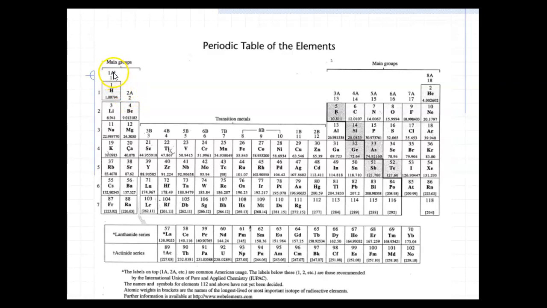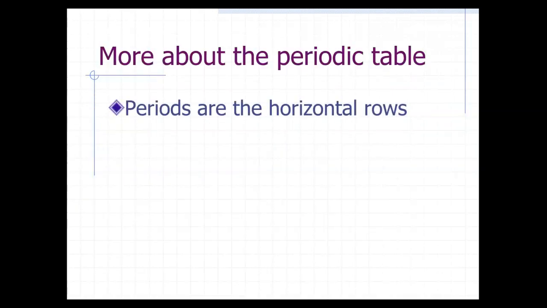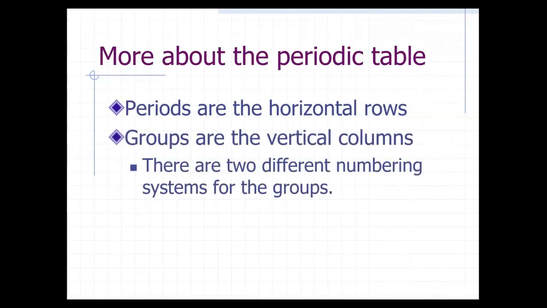The columns are called groups. So hydrogen, lithium, sodium, potassium, rubidium are part of group 1. Beryllium, magnesium, calcium, strontium, barium, part of group 2, etc. Fluorine, chlorine, bromine, and iodine are all part of group 17 or 7A. The vertical columns are called groups. Periods are called rows, groups are the vertical columns.